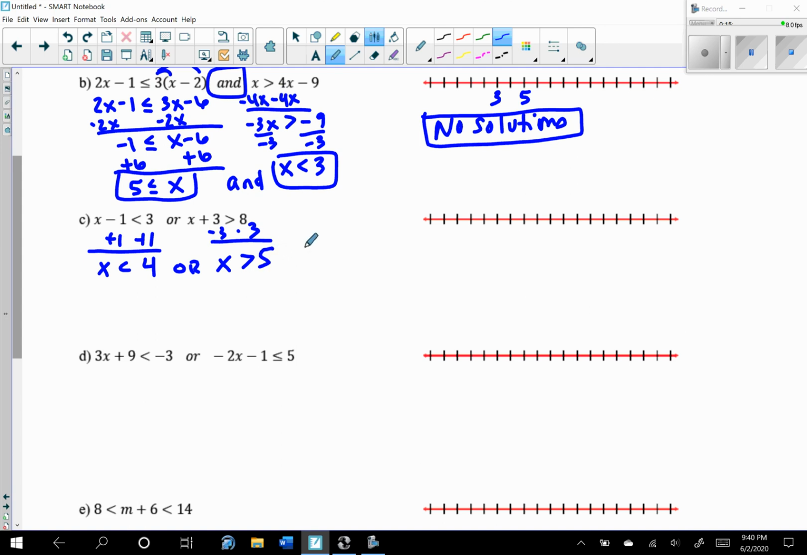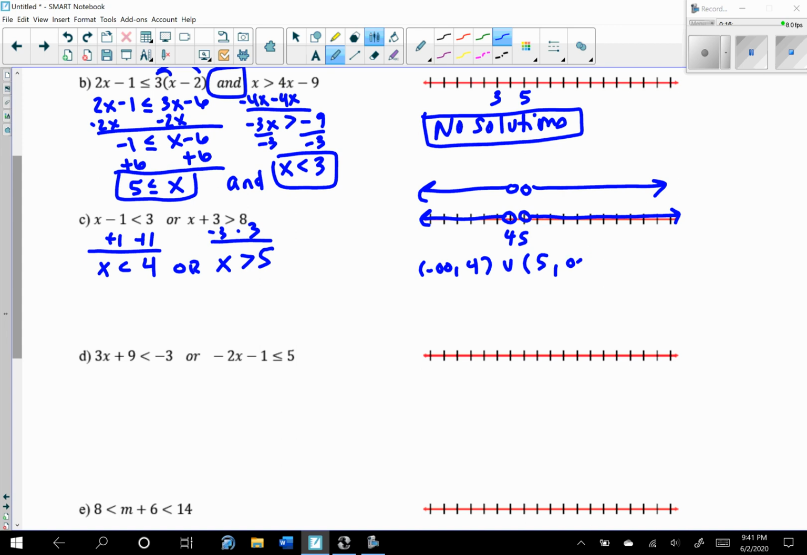And on my number line, I have the 4 and the 5. We have numbers that are less than 4 and numbers that are greater than 5. So because this is an OR problem, we want x values that work in either of the two inequalities. So that means that anything that we have, we can bring down to our number line and shade. So everything works except for the numbers in between 4 and 5. So negative infinity to 4, parenthesis, union, parenthesis, 5 to infinity.